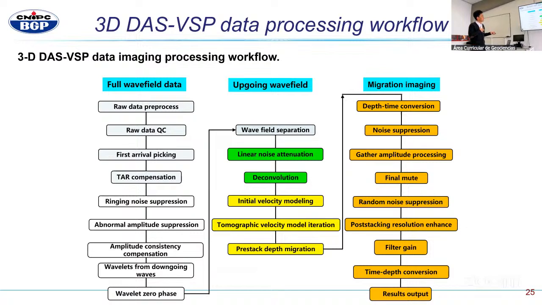And this is the 3D DAS VSP data processing workflow. We do the well-field data, I think the same as what we normally do with the traditional VSP technology. Because DAS is only the acquisition method difference, but the data is the same. Geophone measures the velocity, but DAS measures the strain rate. It's the same strain or strain rate.